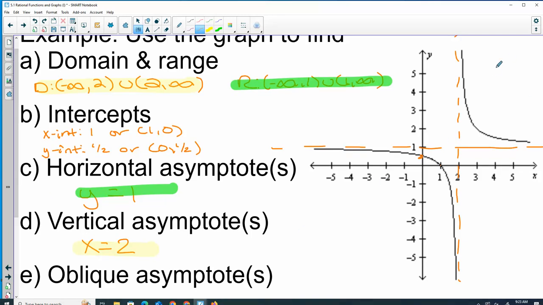Last thing, does this have an oblique asymptote? That's just another line that's not vertical or horizontal. Do we have one? No. So your graph doesn't have to have all the kinds, but we can see multiple asymptotes.